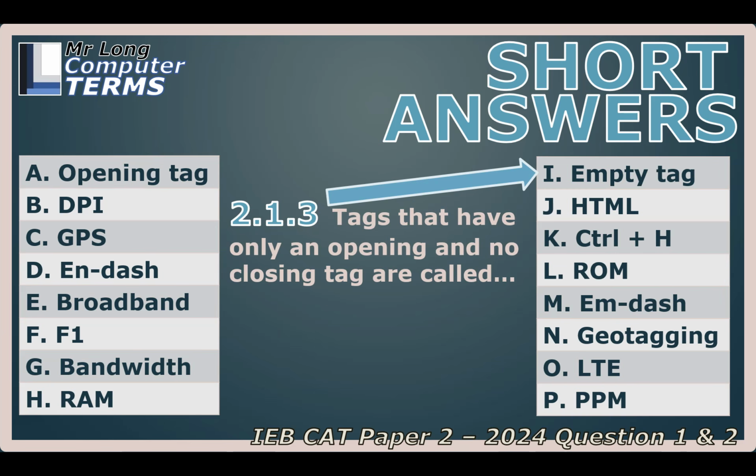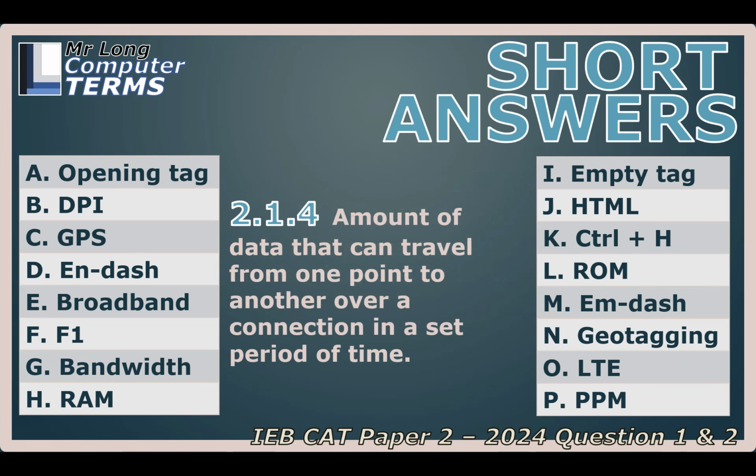It puts something there, but it doesn't contain anything else. Got it. How about this one? The amount of data that can travel over a connection in a set amount of time. That is bandwidth. And this is different from speed, right?